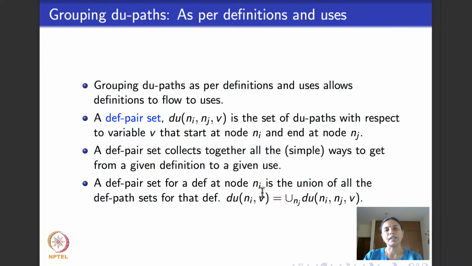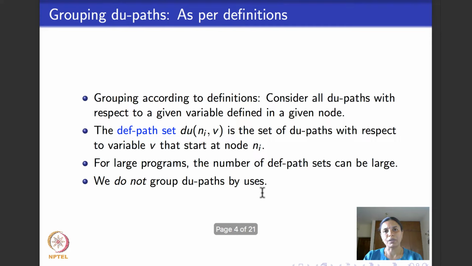So just to recap, what are we going to do? We are going to define data flow coverage criteria by grouping together DU paths. We group together DU paths in two different ways. The first grouping is as per the definition. We say for a variable v, we collect all DU paths that begin at node ni. That is, the def for variable v is at node ni. So that is called a def path set.